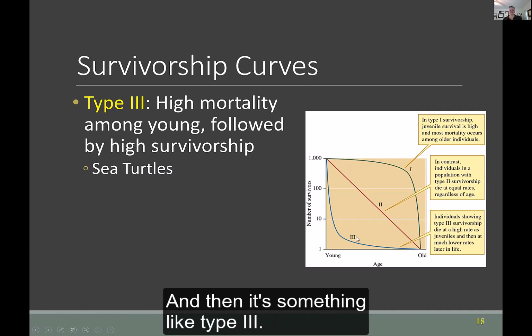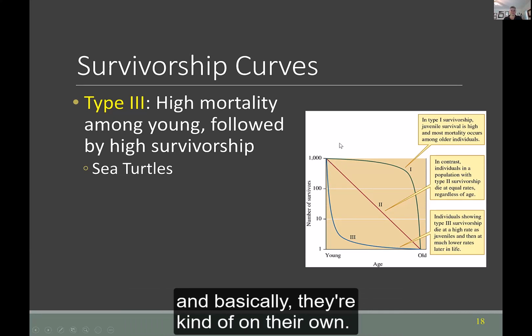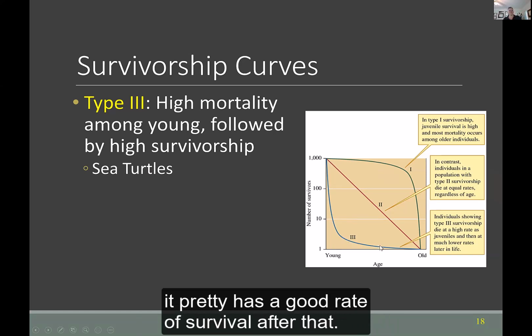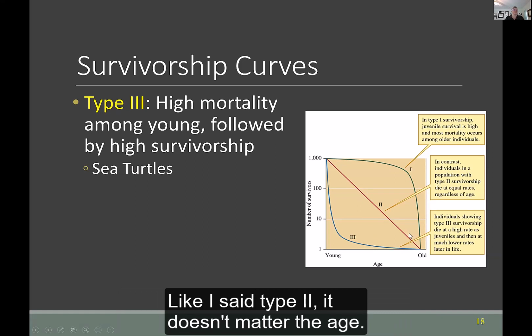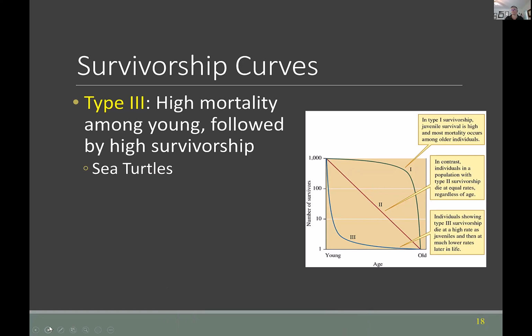And then it's something like type 3, you have a lot of offspring all at once, and basically they're kind of on their own. But once an individual reaches a certain age, it has a good rate of survival after that, right? And so that would be an example of type 1 versus type 3. Like I said, type 2, it doesn't matter the age, you know, kind of equal chance of death in that particular type.